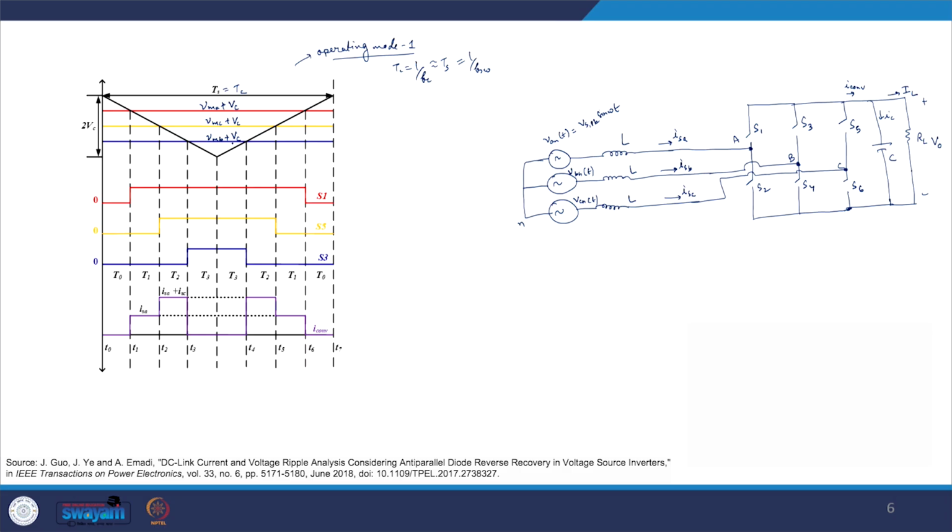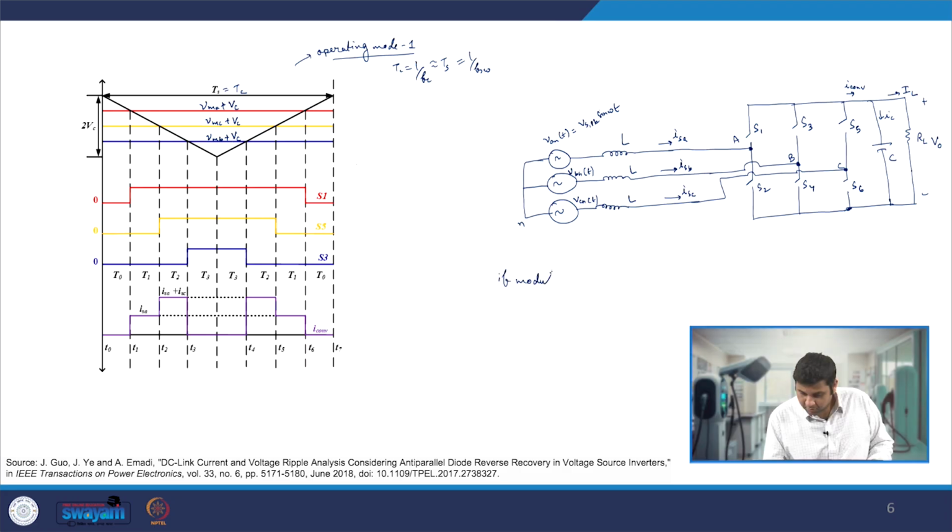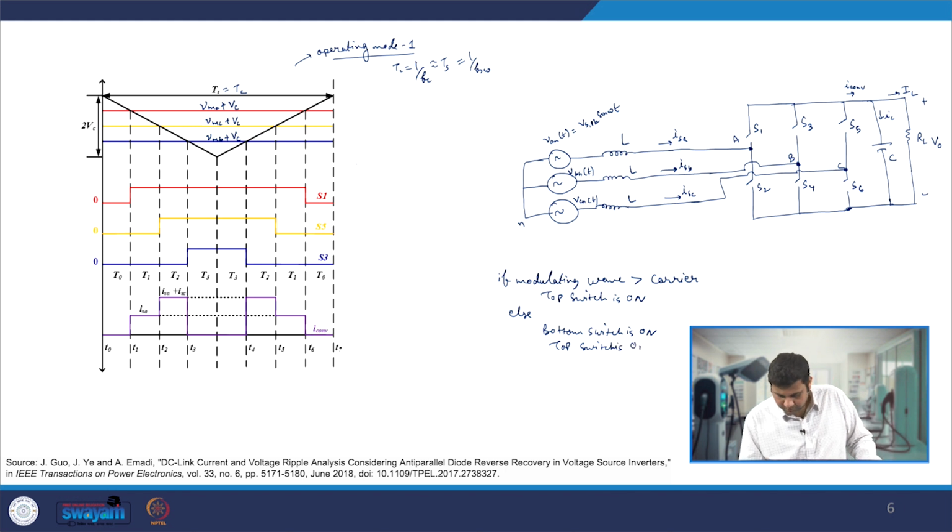And if we look very carefully, we have already assumed that if the modulating wave is greater than the carrier, then the top switch is on, else the bottom switch is on, and in that case my top switch is off, and top switch is off, and here bottom switch is off.